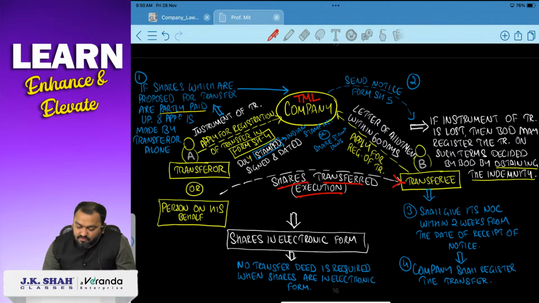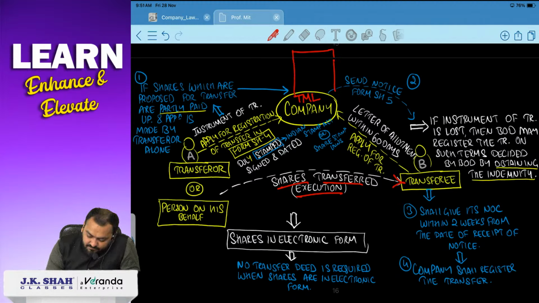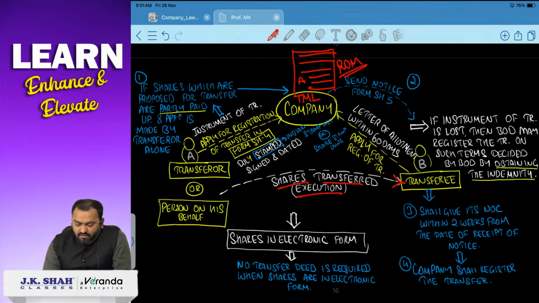So when Mr. A was a member of the company at that time, can I say Mr. A's name was mentioned in the ROM? Yes, Mr. A's details were entered in the ROM of the company. Now Mr. A has transferred his shares. So once he transferred his shares, is that enough? Only transfer is not enough. Transfer must be registered. Means you can see Mr. A still has his name in the ROM, so we need to change the name in the ROM. This is called registration of transfer.